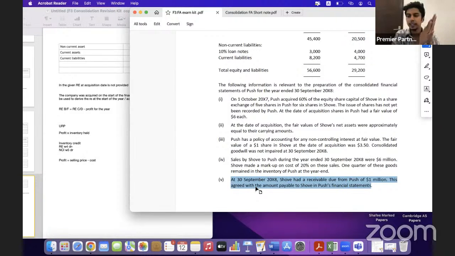Okay, right. So guys, essentially work out that one. Okay, so look at that part, guys, then. So it says sales by S to P.